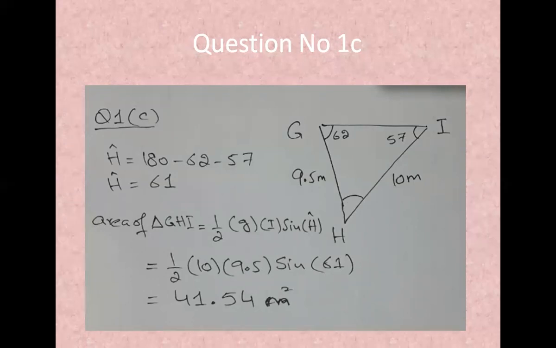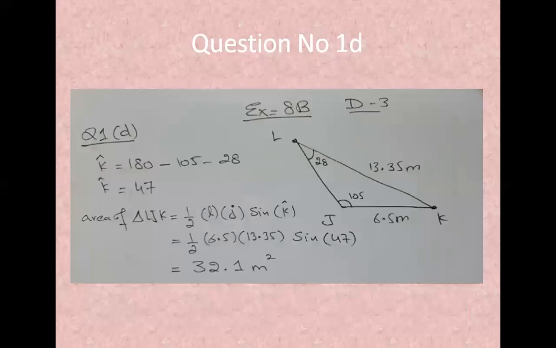Then I will apply the formula for the area of the triangle GHI, and that will be 1 divided by 2 into G into I into sine H. So substitute the values: 1 divided by 2 multiply 10 multiply 9.5 multiply sine 61 equals, and your answer will be 41.54 meters square. So this is how you do question number 1C.